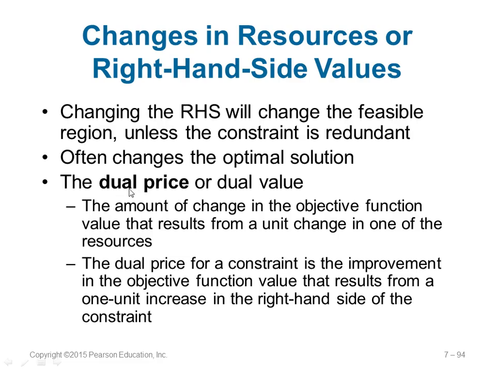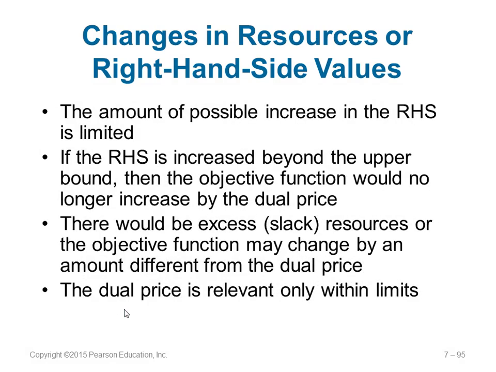We have some definition called dual price or dual value. What do you mean by dual price or dual value? It is the amount of change in the objective function that results from a unit change in one of the resources. If you change the resource by one unit, how much impact will it have on the objective function? And the dual price for a constraint is the improvement in the objective function value that results from one unit increase in the right hand side of the constraint. So if you increase one unit on the right hand side, what will be the increment? How much will it improve the objective function?